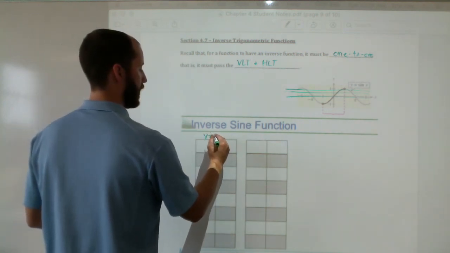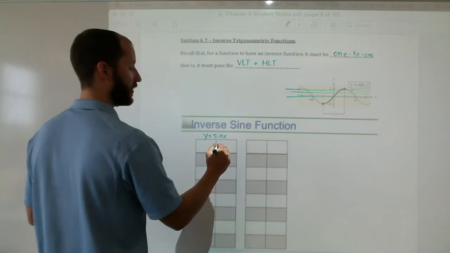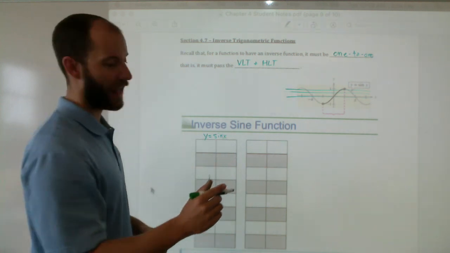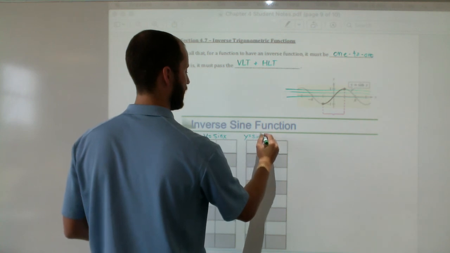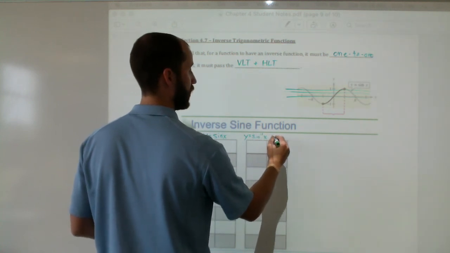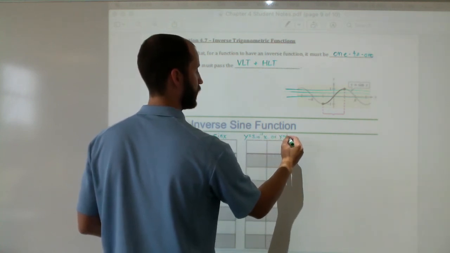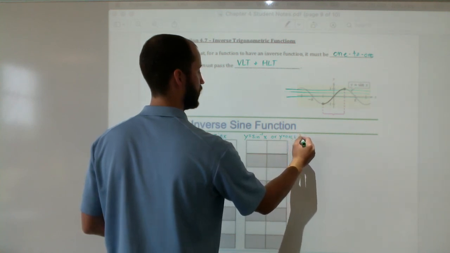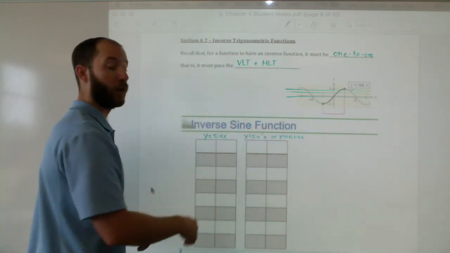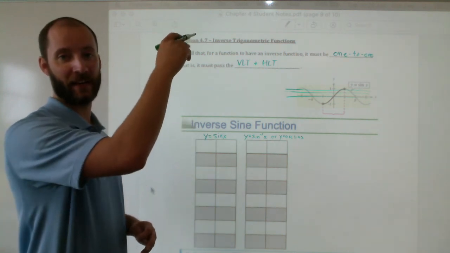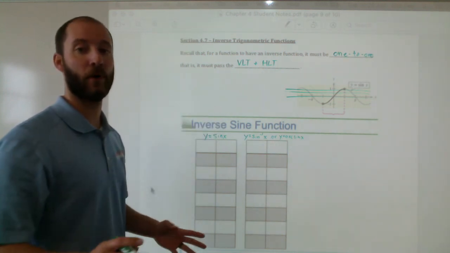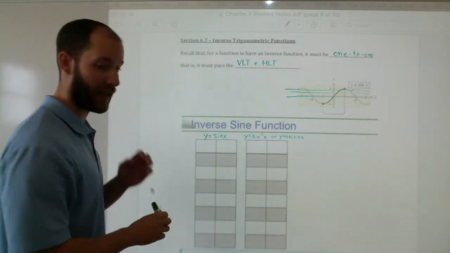So if we look at y equals sine of x, and then we look at y equals inverse sine of x, or arc sine of x, those mean the same thing. The inverse notation, sine negative 1 of x, or arc sine. Both of those mean the inverse sine function.